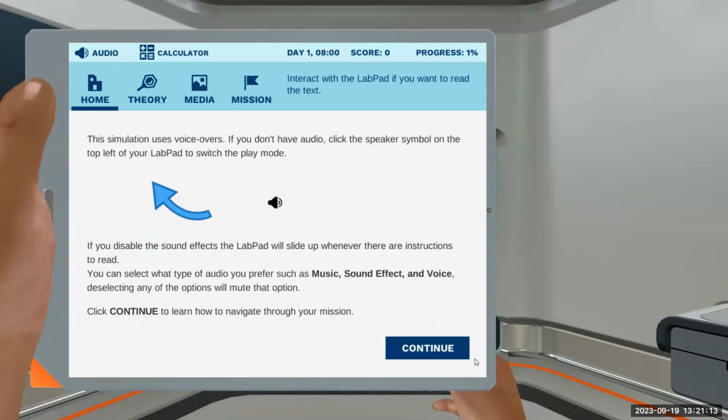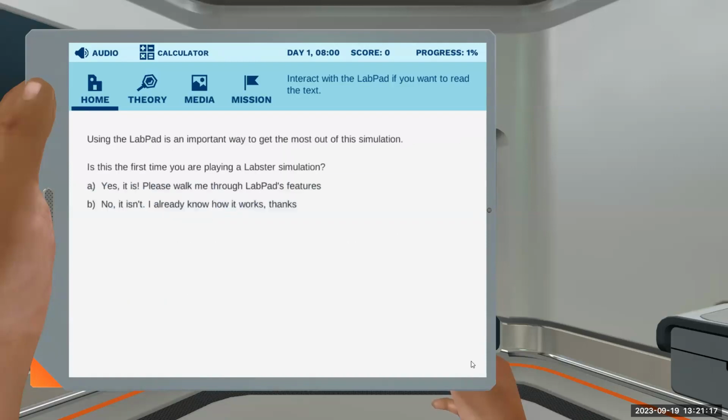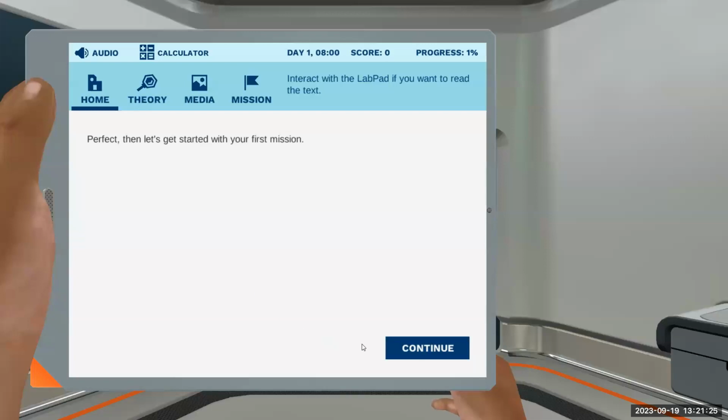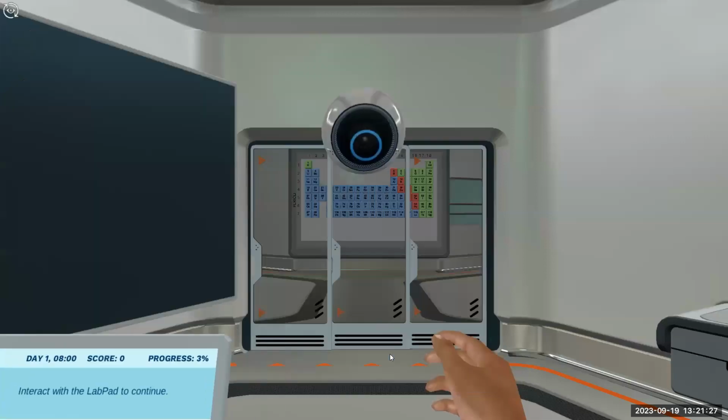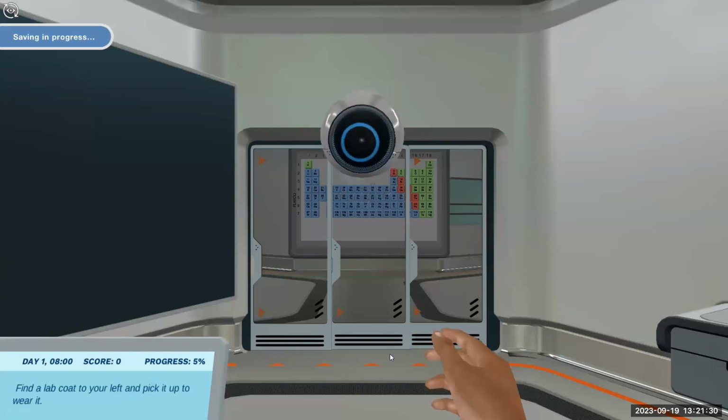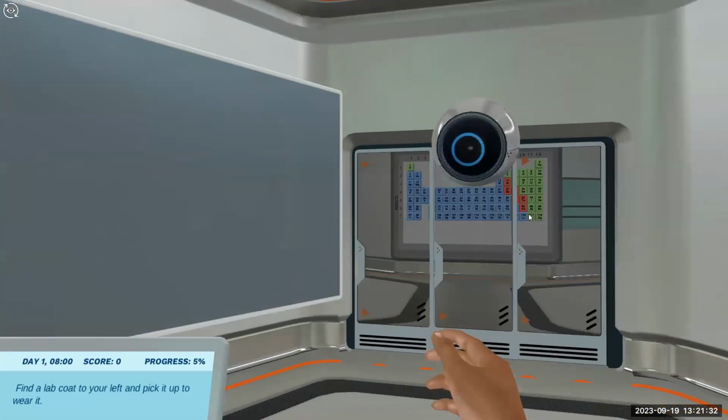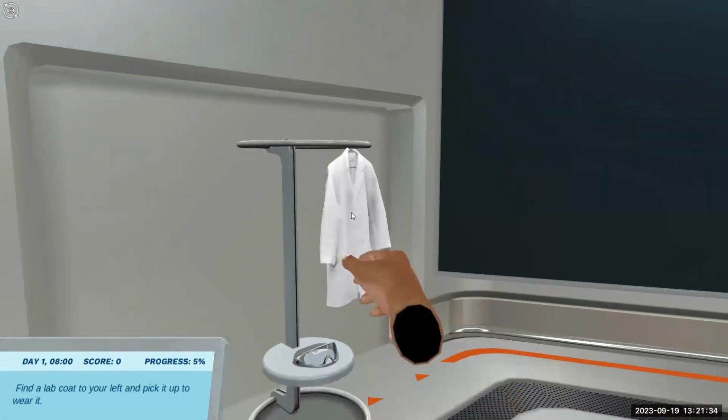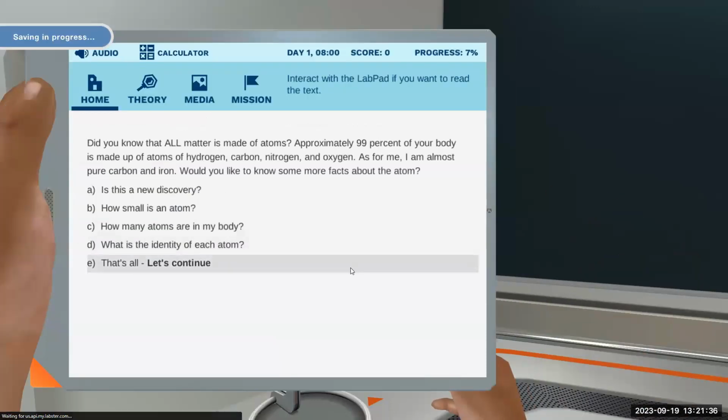If you don't have audio, click the speaker symbol on the top left of your lab pad. Using the lab pad is an important way to get the most out of this simulation. Is this the first time you are playing a Labster simulation? Perfect. Then let's get started with your first mission. Find a lab coat to your left and pick it up to wear it.